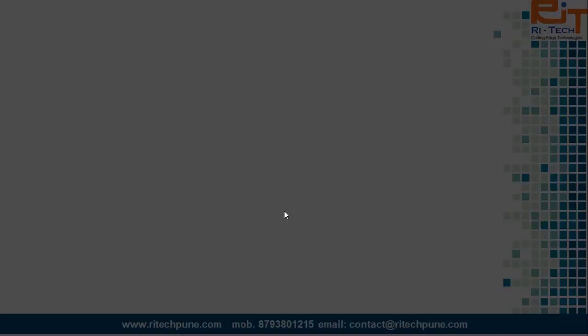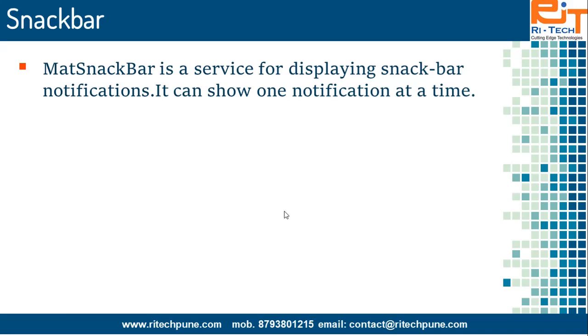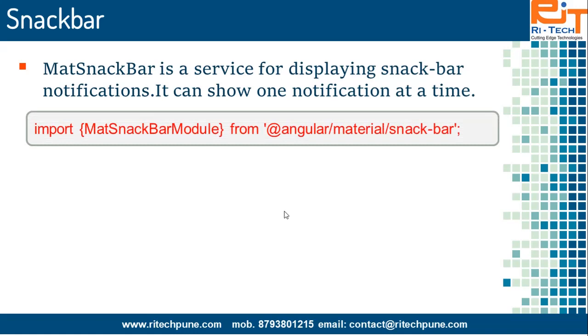The last thing that you want to understand in this session is snack bars. A snack bar is basically used to display some notification. It can show one notification at a time. To create a snack bar, we use the directive mat-snack-bar, and we need to use a module, MatSnackBarModule, and this is available in the snack-bar package.